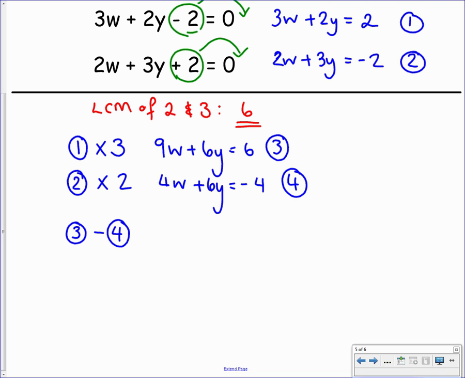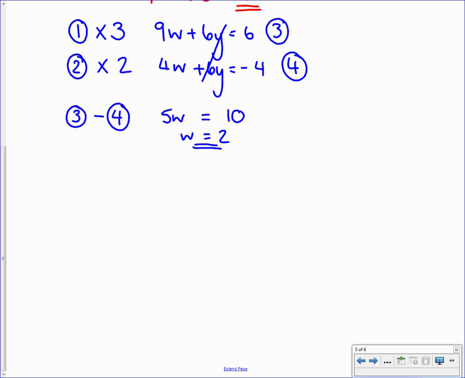So the 9w take away the 4w leaves us with 5w. The 6's cancel, and we've got 6 take away negative 4. Take away negative means we have a plus instead, so we end up with 10. So if 5w equals 10, that means that w equals 2. So there's our first variable.